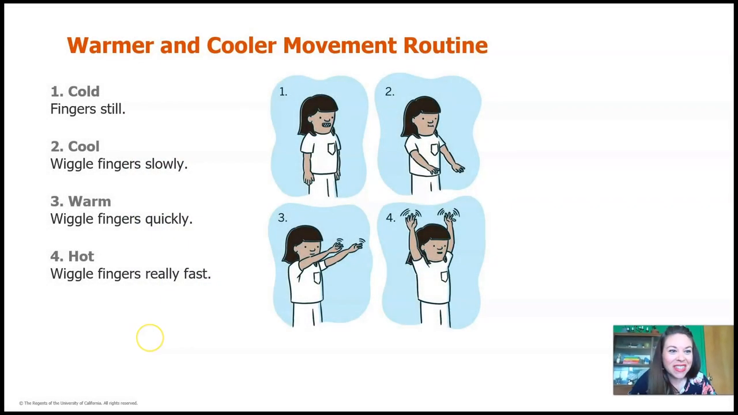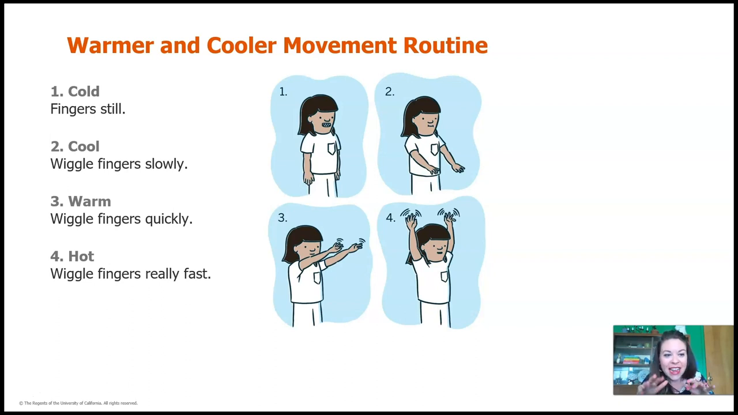Okay, great. So show me cold, ready? Great. Now show me cool. For cool, we remember we wiggle our fingers, but we do it really slowly just to show that it's warming up just a little. Now show me warm. Warm is wiggling your fingers quickly.